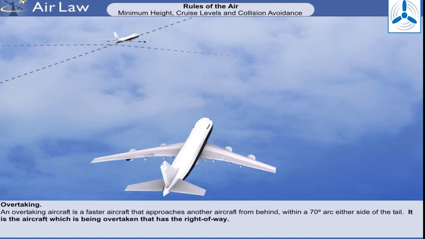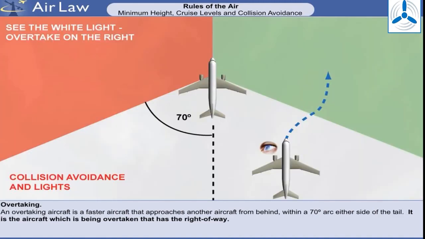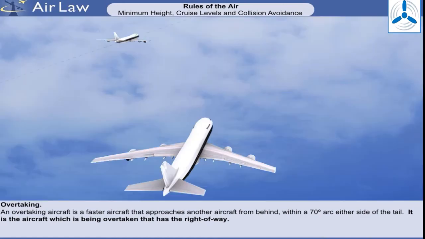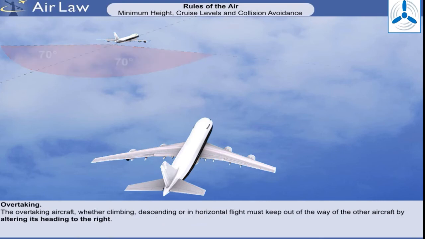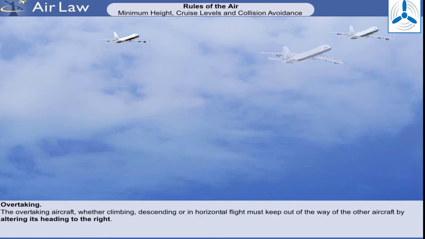Now let's look at the situation of overtaking. An overtaking aircraft is a faster aircraft that approaches another aircraft from behind, within a 70-degree arc either side of the tail of the aircraft being overtaken. At night, the overtaking aircraft in this position would be unable to see either of the other aircraft's port or starboard navigation lights. It is the aircraft which is being overtaken that has the right of way. The overtaking aircraft, whether climbing, descending, or in horizontal flight, must keep out of the way of the other aircraft by altering its heading to the right.